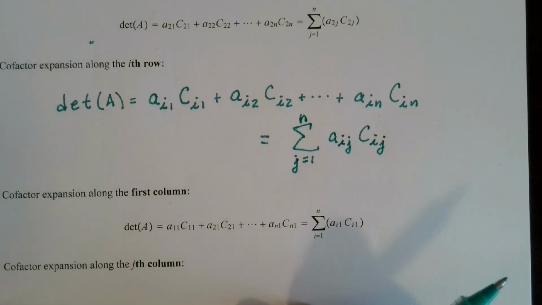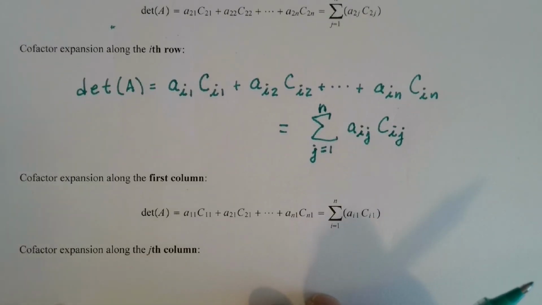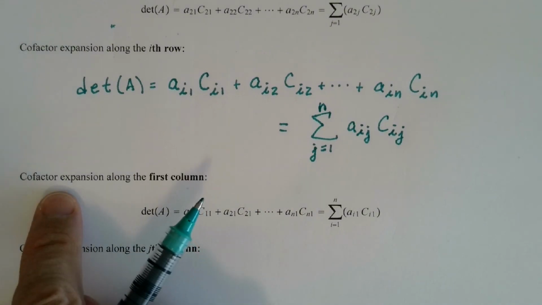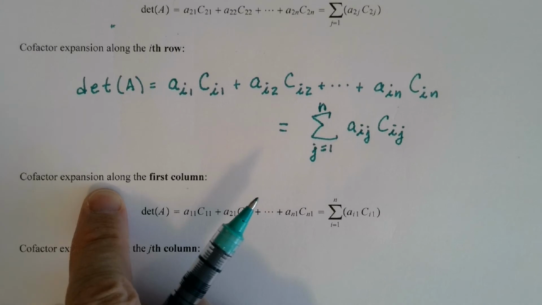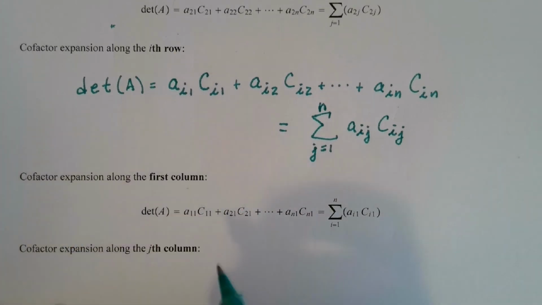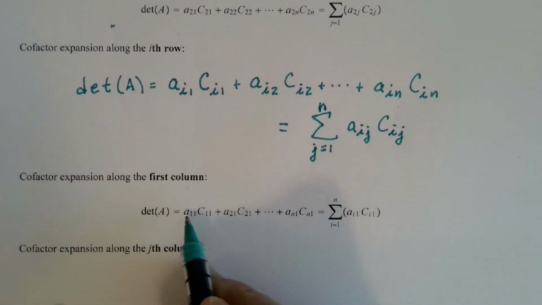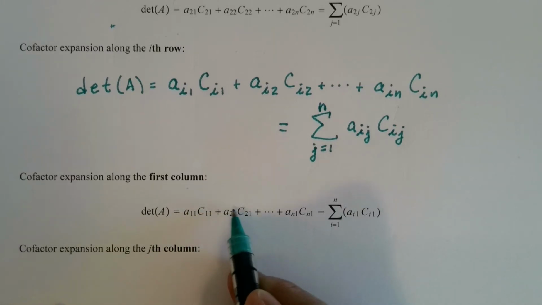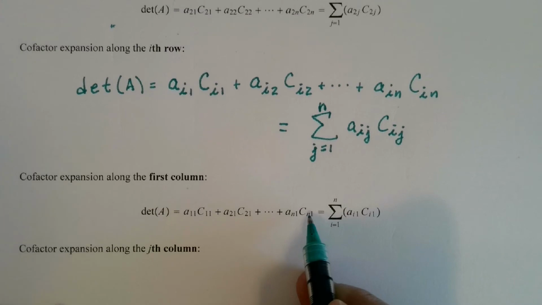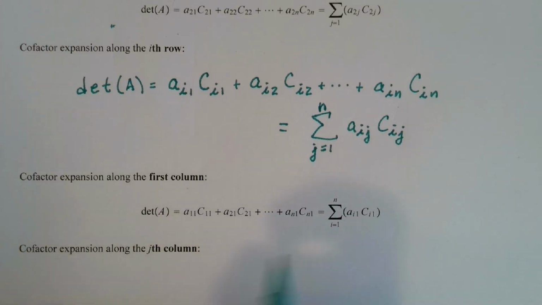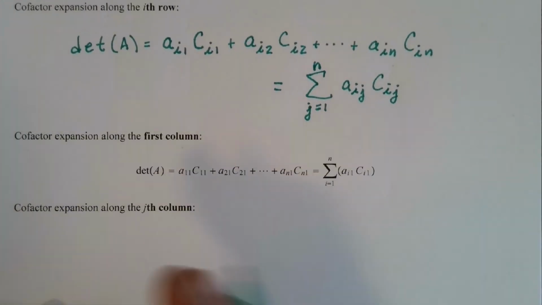All right, but that's not all. It's like the Ginsu knife commercial: but wait, there's more. We can do cofactor expansion along the first column, which is: take the first entry in the first column, A11, times its cofactor, the second entry in the first column, second row, first column, times its cofactor, all the way down to the last entry in the column times its cofactor. If you do cofactor expansion along a column, guess what? You get the determinant as well. And you can do that along any column.